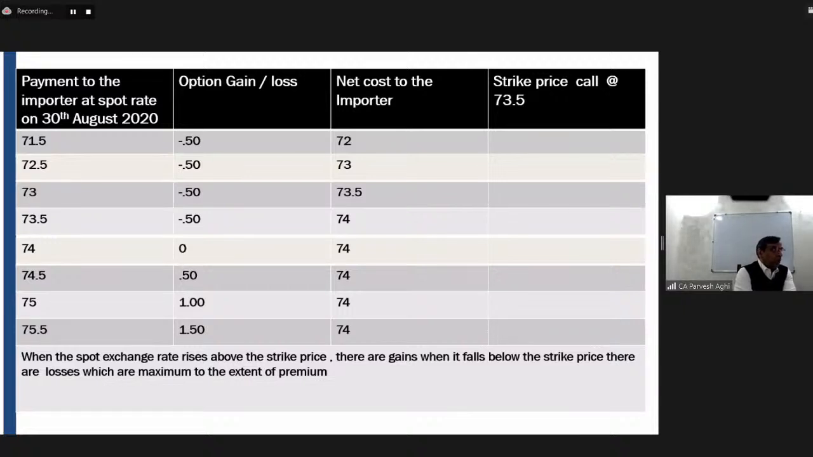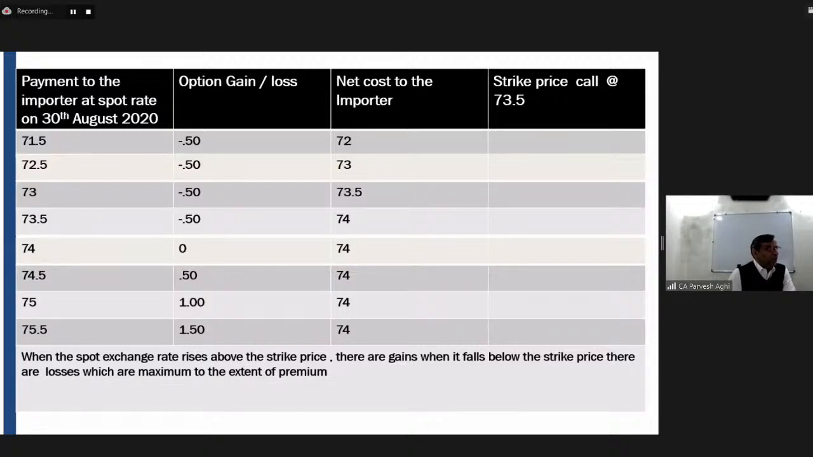If the dollar would have appreciated, the importer would have lost the money. But he's not losing beyond a certain point. He's not paying anything more than 74. Even if it goes to 75.5 or 80 rupees, he's still going to pay at 74. Fine. But if it closes below a certain price, say for example, 71 rupees 50 paisa, now he's going to pay at 71.50. So that is his cost. But he has to add 50 paisa cost of the option premium which he has paid. So his total net cost is 72.